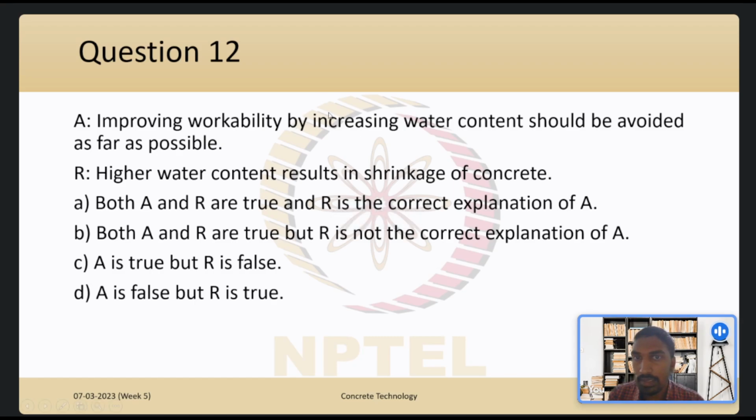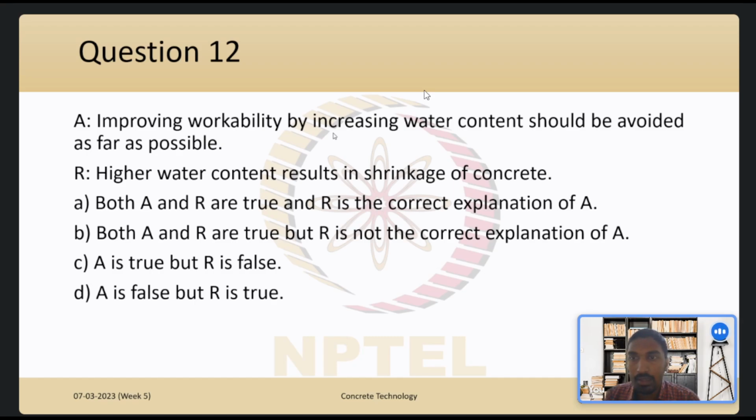We know that W by C ratio affects your strength, right? So for a given cement content, when you add more and more water, it will become more workable, but your W by C ratio will also increase, right? So when your W by C ratio increases, your strength will be affected, it will reduce. So why is that happening? Because when too much excess water is added, that will finally lead to higher porosity, and we already saw that higher porosity will lead to a lower strength, right? Therefore this is not desirable. So statement A is correct.